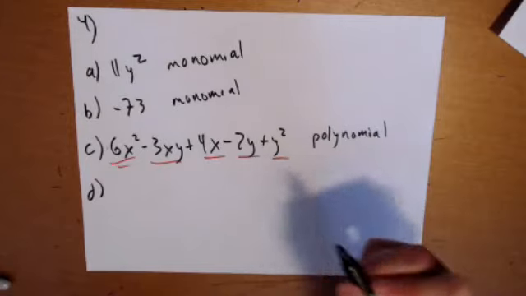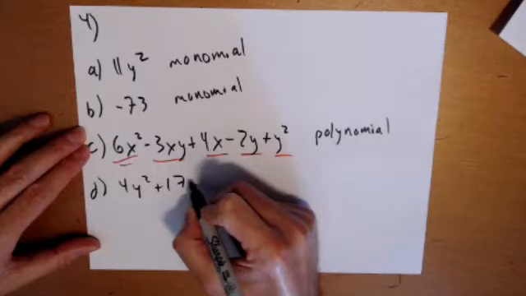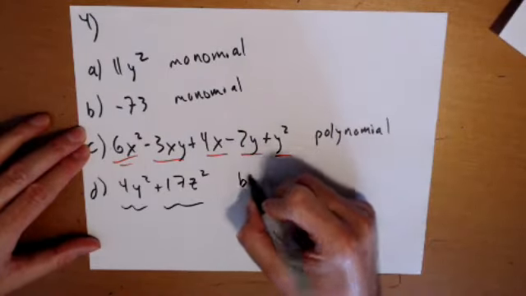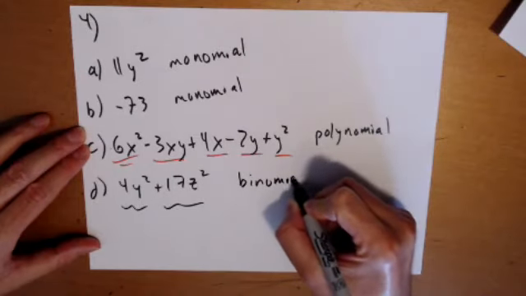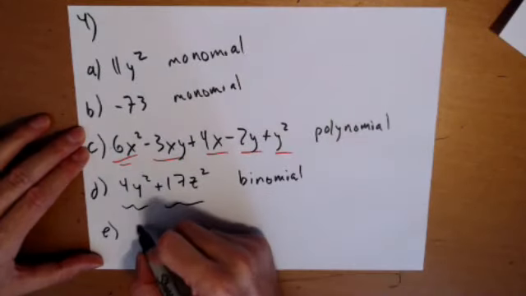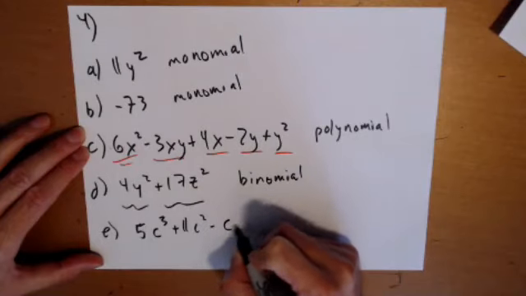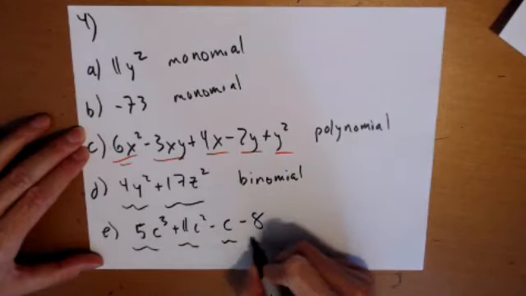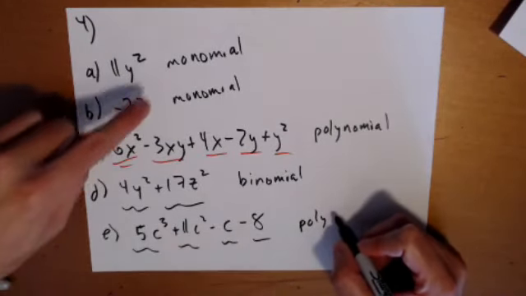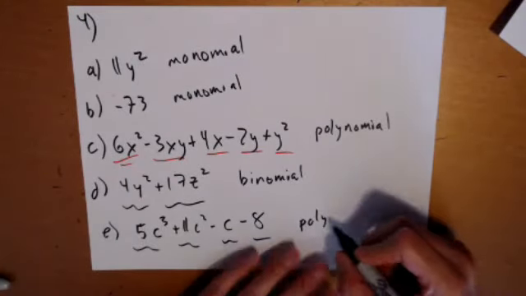D. 4y squared plus 17z squared. One piece, two piece. So if there's two pieces, 2, bi, so a binomial. I'll get to the degree, don't worry. E. 5c cubed plus 11c squared minus c minus 8. 1, 2, 3, 4 pieces, so polynomial. Right, so we have monomials, we have binomials. If there's 3 pieces, trinomials. 4 or more, we just call it polynomial.